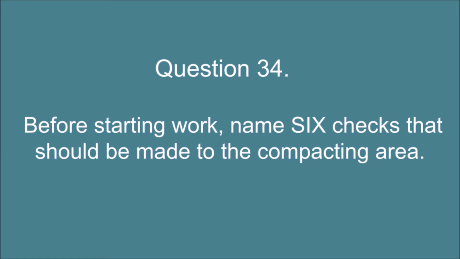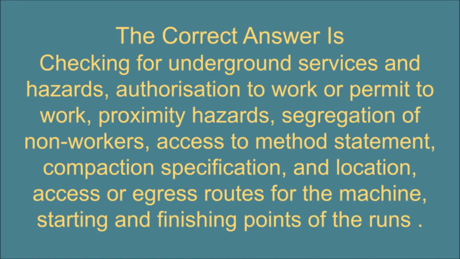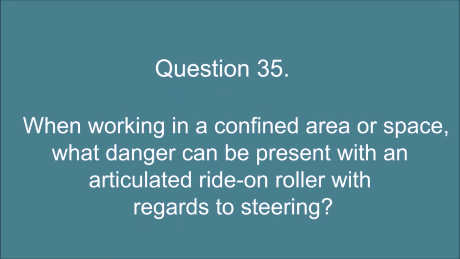Before starting work, name 6 checks that should be made to the compacting area. The correct answer is checking for underground services and hazards, authorization to work or permit to work, proximity hazards, segregation of non-workers, access to method statement, compaction specification and location, access or egress routes for the machine, starting and finishing points of the runs.